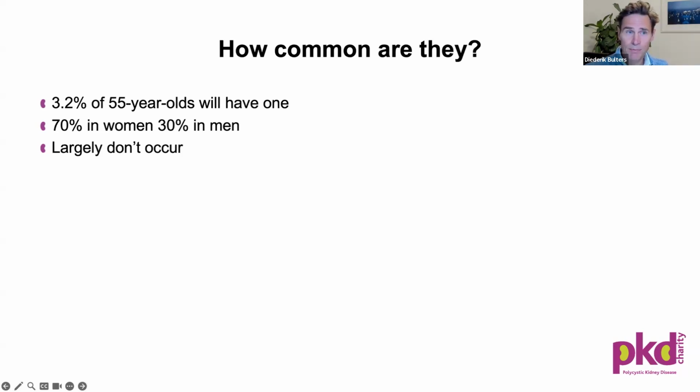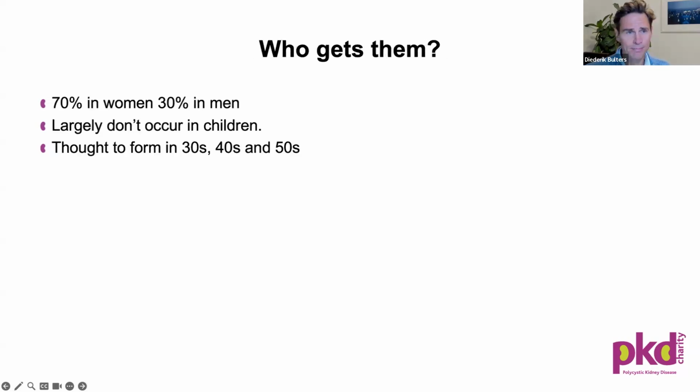And it's more common in women, by quite a margin, 70% in women, 30% in men, for reasons I should say that we really don't understand very well, for something that's such an obvious difference. And the next statement is meant to say they largely don't occur in children. I'm not sure why the children dropped off there. So it's really a disease largely of adulthood. They can occur in children, but it's usually almost a different problem. And as I say, they form in your 30s, 40s, and 50s.